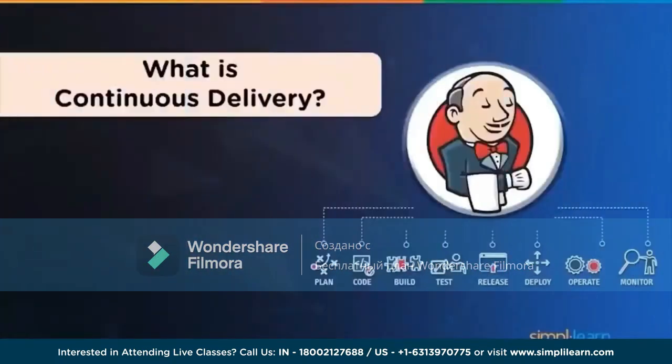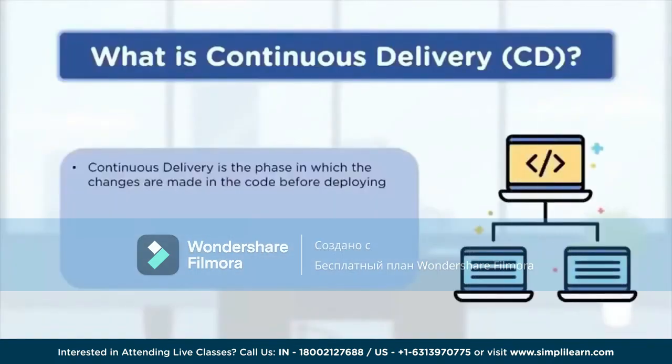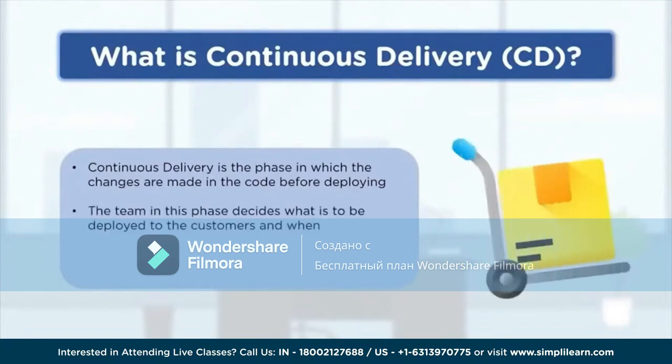Now, what is continuous delivery here? Continuous delivery, also known as CD, is a kind of phase in which the changes are made to the code before the deployment. In this case, we are discussing and validating what exactly we want to deliver to the customer. So what exactly are we moving to the customer? That's what we typically do in the case of continuous delivery.